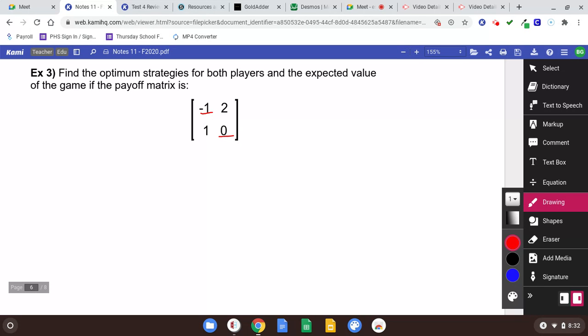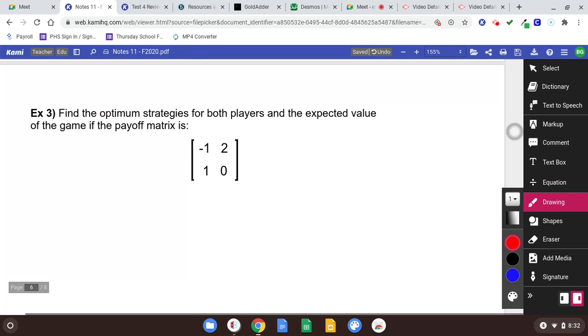The lowest number in the row, and then the highest number in the column. See how there's no saddle point? If there's no saddle point, you've got to mix it up. That was the first thing that we said in this lesson. So the optimum strategy is for the row player to do row 1 sometimes and row 2 sometimes. Same thing for the column player, column 1 sometimes, column 2 sometimes. So we're going to have to figure that out.